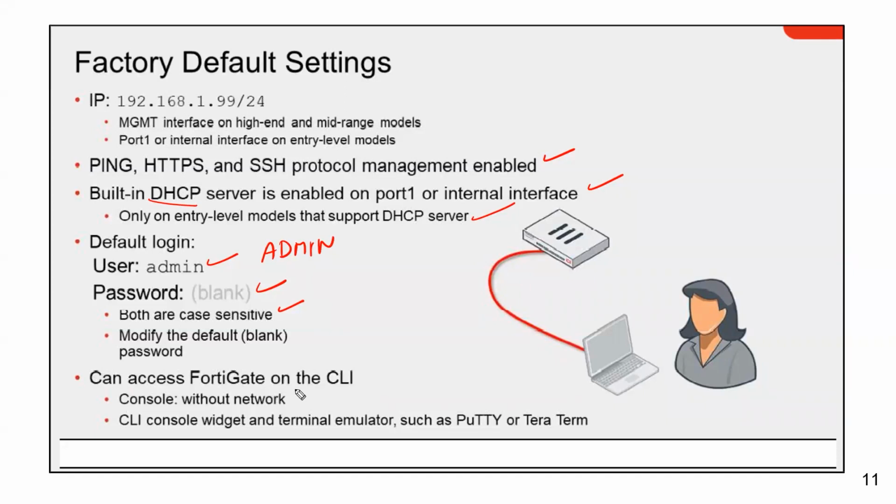Next, you can access FortiGate on the CLI, of course. Console without the network, CLI console widget, and a terminal emulator such as PuTTY or Telnet, whatever it is. You'll have a console port and you can use that to access the FortiGate firewall on the CLI. Console is a dedicated CLI; you cannot have a GUI over there. If you want the GUI, you can use the MGMT port or any other port you have configured, for CLI as well as GUI. But as we all know, being part of network security, console is for out-of-band management of the device.